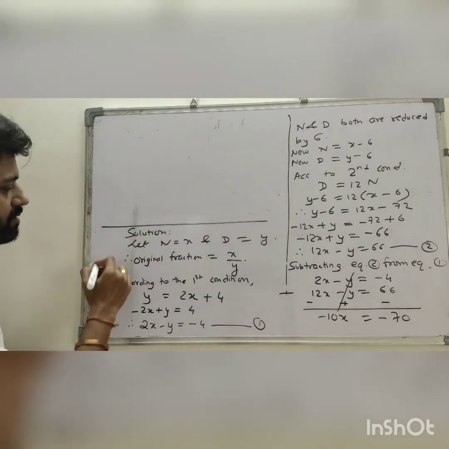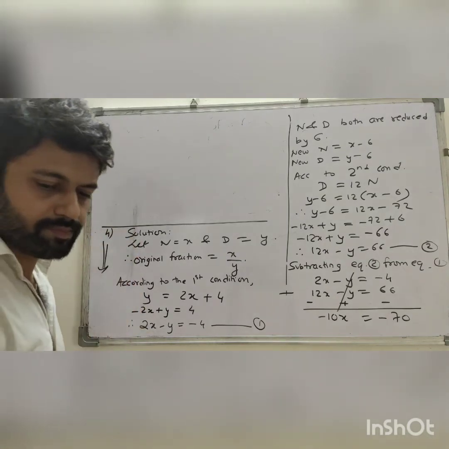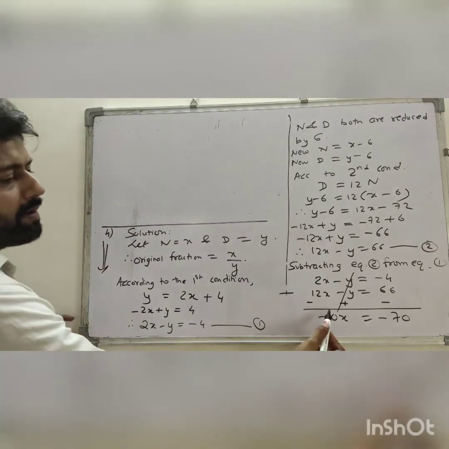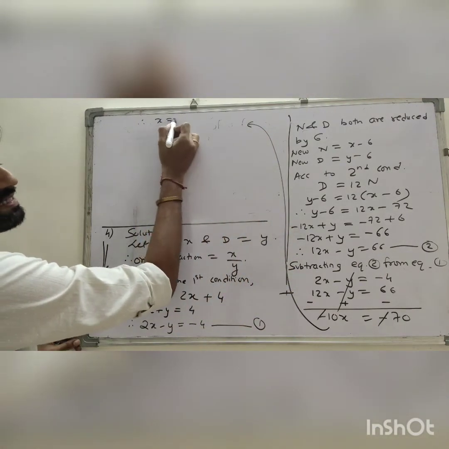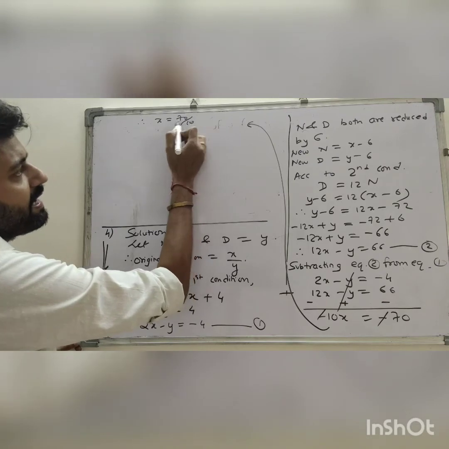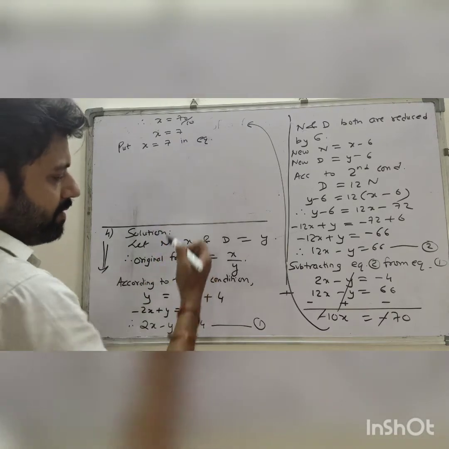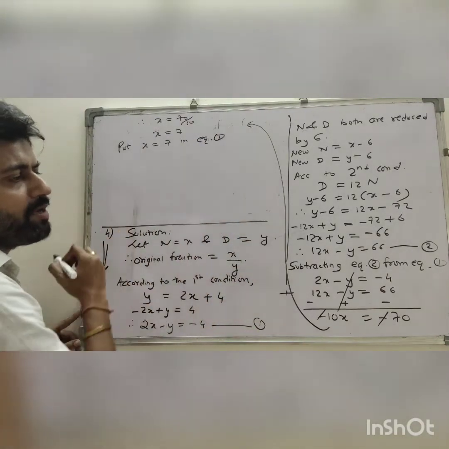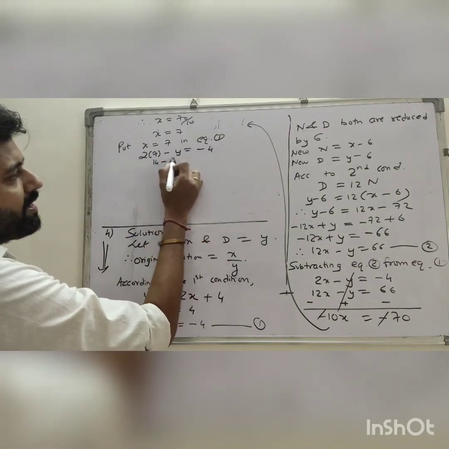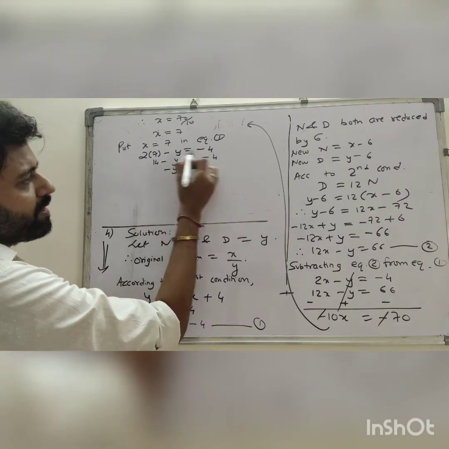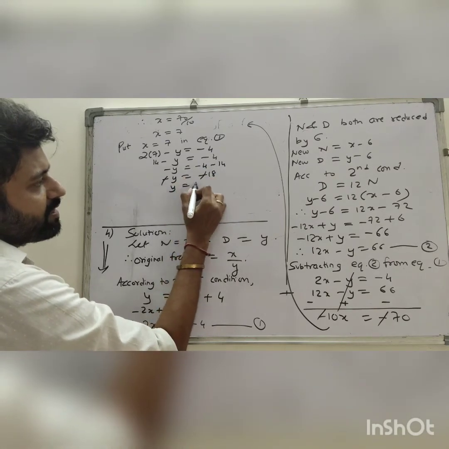Remember, this is the solution to sum number 4. Minus minus gets cancelled. Therefore, we get x is equal to 70 upon 10. X is equal to 7. Put x equal to 7 in whichever equation you like. Say I am putting it in 1. 2x minus y is equal to minus 4. 14 minus y is equal to minus 4. Minus y is equal to minus 4 minus 14. Minus y is equal to minus 18. Y is equal to 18.